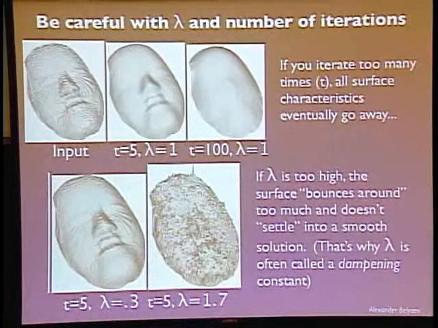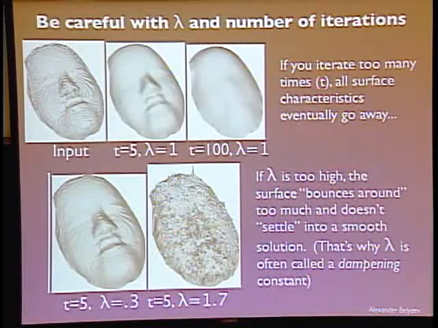Yeah? It should only happen when lambda is greater than 1. It is not strictly guaranteed, but in all practical cases, if lambda is less than 1, you should get dampening behavior. Anybody else?